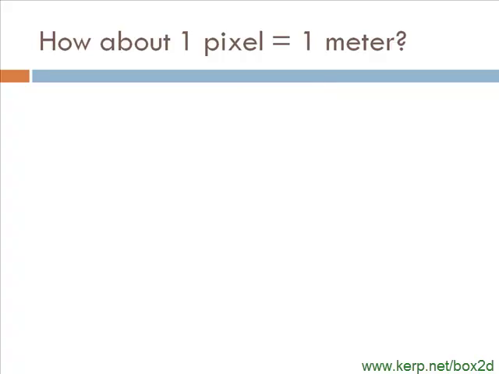So your first inclination might be to say, well, if we're dealing with abstract physicsy worlds, why don't we just say 1 pixel equals 1 meter? That way I don't have to do any conversion from one coordinate system to the next. Makes sense, seems like a good idea. There's a problem with it though. It doesn't work very well.